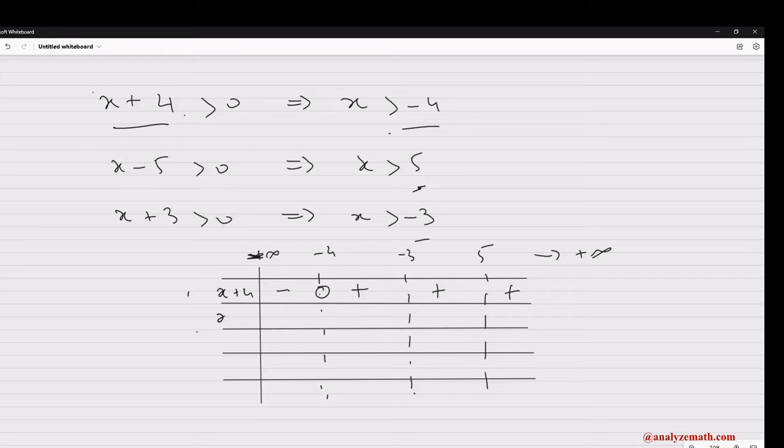Now, let's follow up with x minus 5. X minus 5 is positive when x is bigger than 5. This is 5. X bigger than 5 is in this direction here, so this will be positive. X minus 5 will be negative when x is less than 5. Let's have a look at x plus 3.